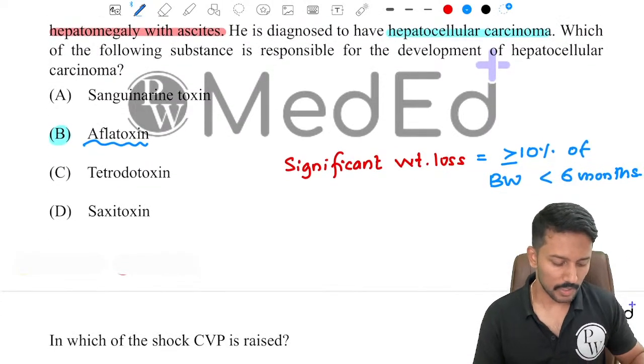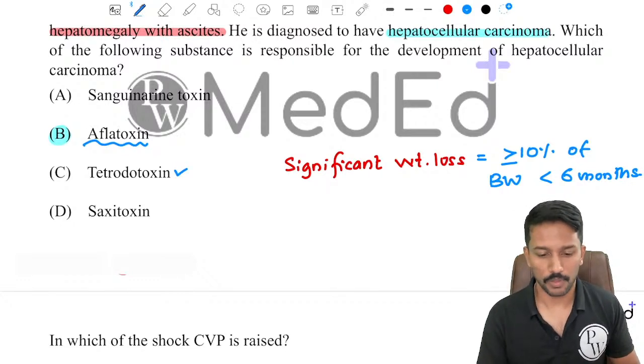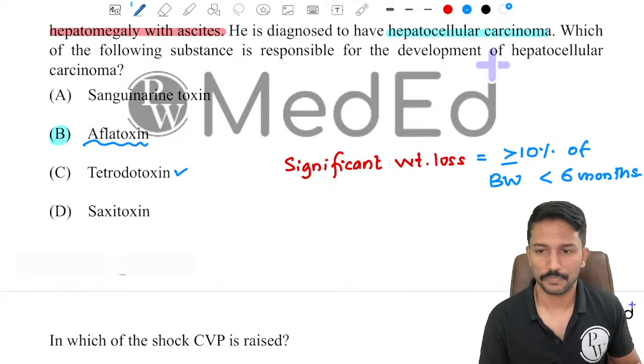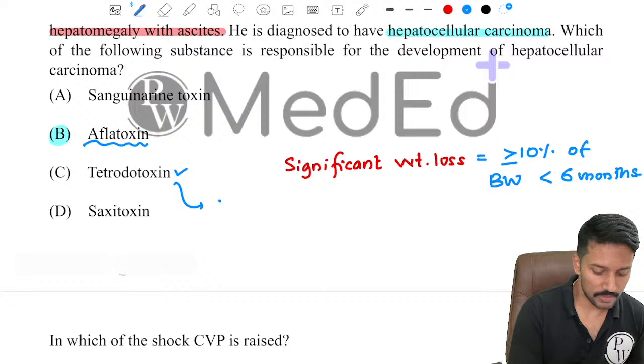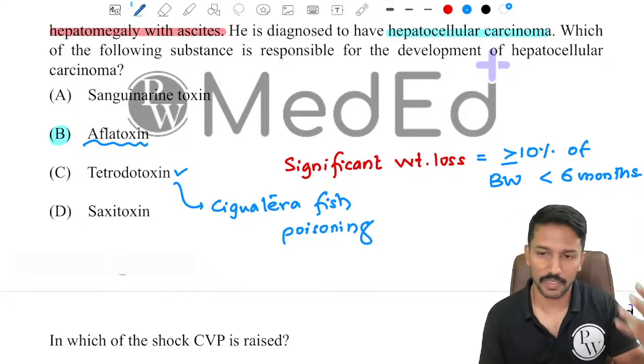Okay. Can anybody tell me where you see this tetrodotoxin? In forensic medicine, you study most other toxins. So where do you see this tetrodotoxin? Tetrodotoxin is usually seen in a fish, causing what is called fish poisoning. So if you eat this fish that carries tetrodotoxin, it upsets your GI as well as your central nervous system.